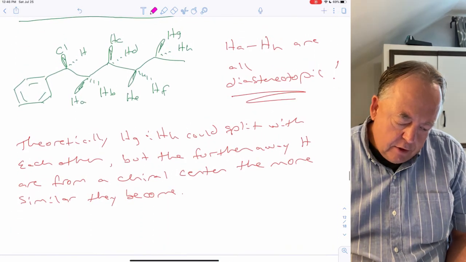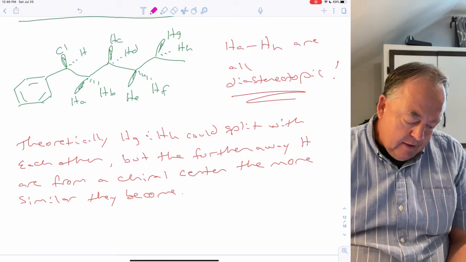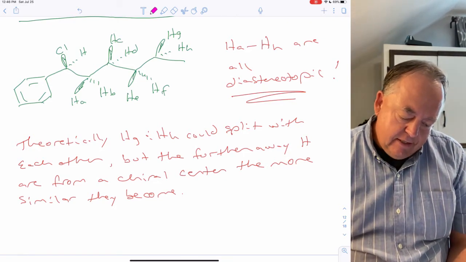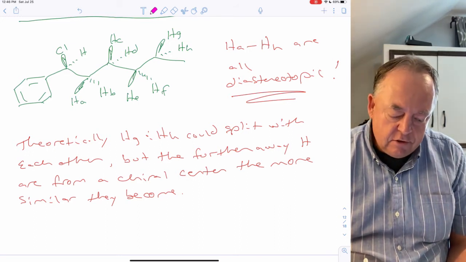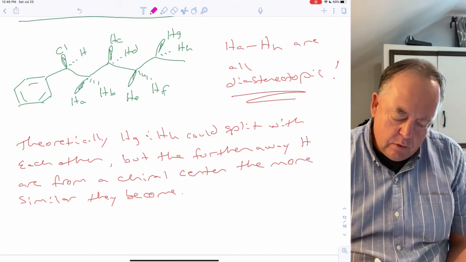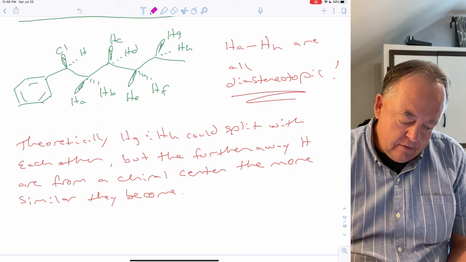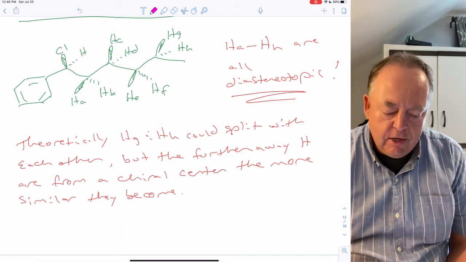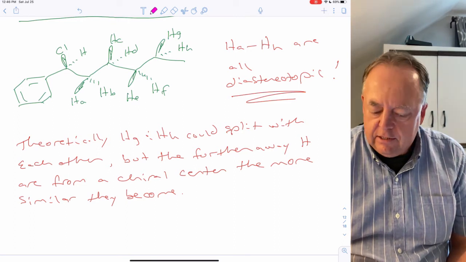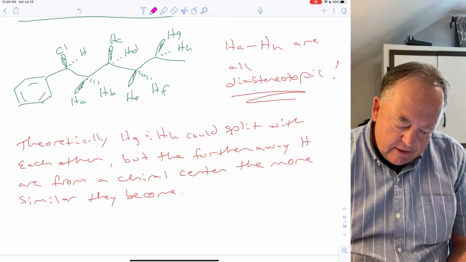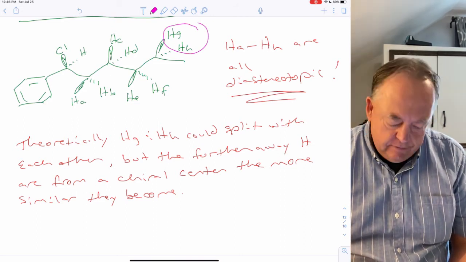Okay, so if we took a molecule like this, just to illustrate how complex a chiral center can make things. If we took HA, HB, HC, HD, HE, HF, HG, HH, they are all diastereotopic hydrogens, right? Because if you replace A and B with deuterium, that creates another chiral center. If you replace C or D with deuterium, that creates another chiral center. Same for E and F and G and H, they're all diastereotopic. So technically, even way out here, G and H could technically split with each other.